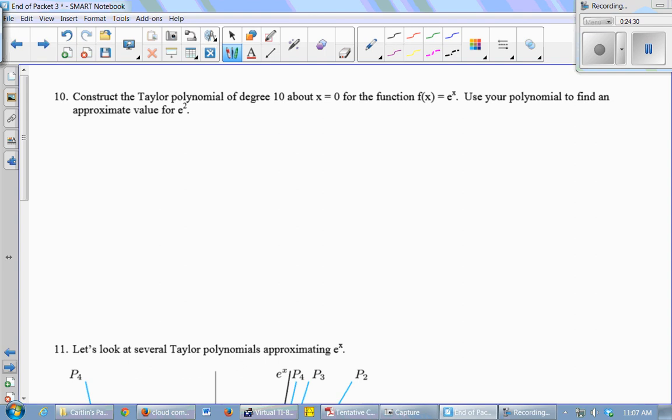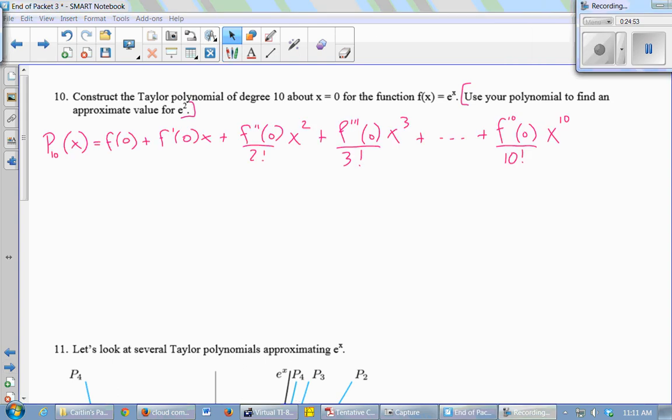Okay, so now I want you to try one. Construct the 10th degree Taylor polynomial about x equals 0 for the function e to the x. Once you're done, you'll use your polynomial to approximate the value of e squared, but don't even think about that until you have a polynomial centered at 0, degree 10. All right, so let's go through this together.